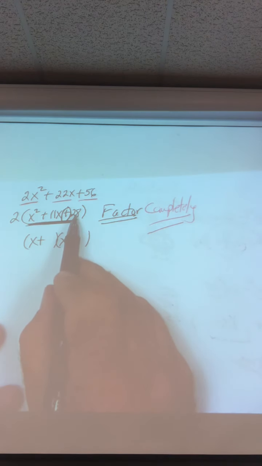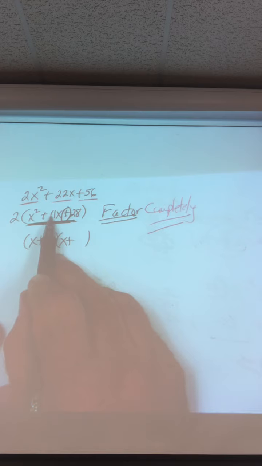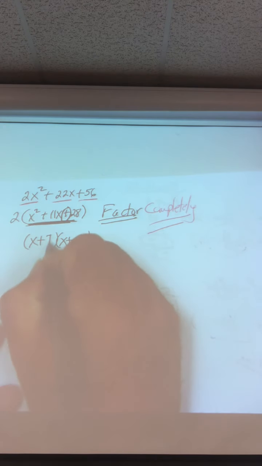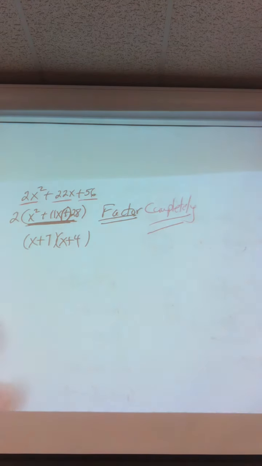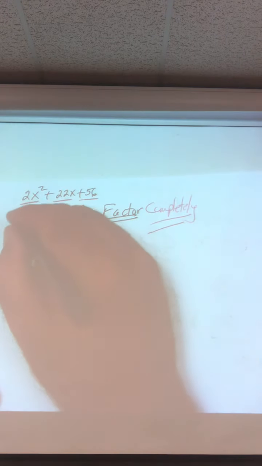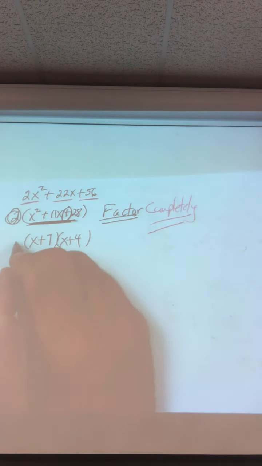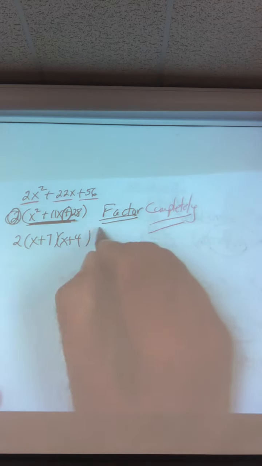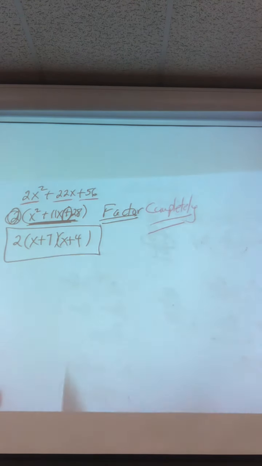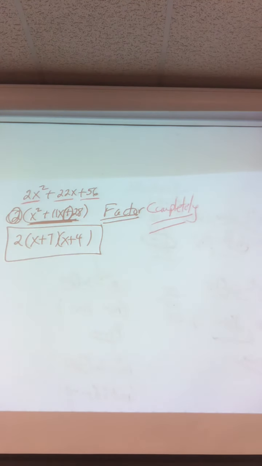I need 2 numbers. When you multiply them, you get 28. And if you add them, you get 11. 7 times 4 or 4 times 7. Doesn't matter which one you put where. Now, if it does factor again, it is very important that you don't throw your GCF away. It is just as much of the answer as the other stuff is.